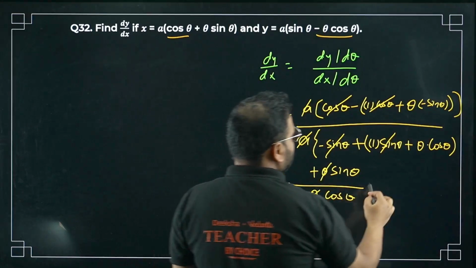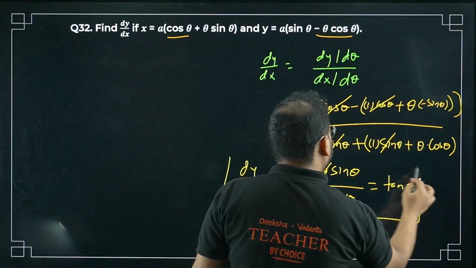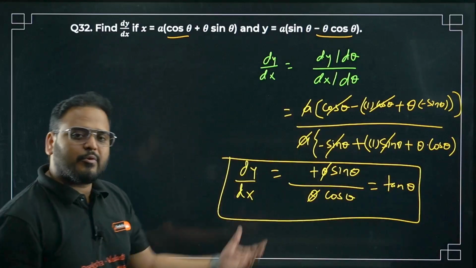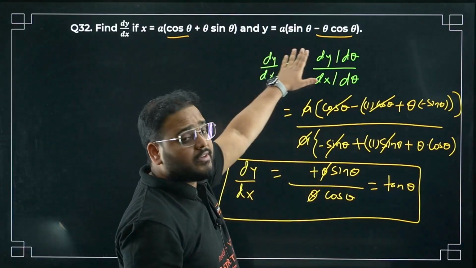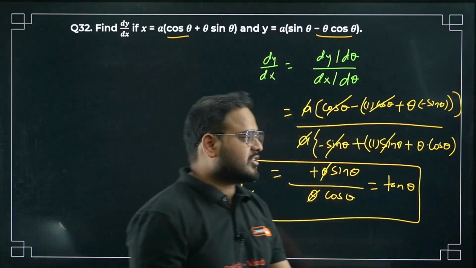This is cancelled. What is the answer going to be? Tan theta. Very simple question. Parametric form, a similar question can also be asked. They can use root over here, they can use this as a root part. If you use the formula for polynomial differentiation, please check.